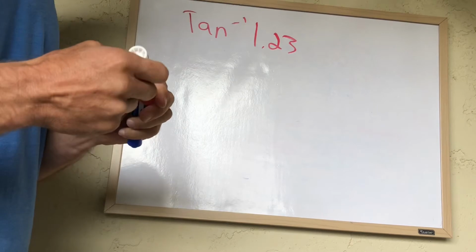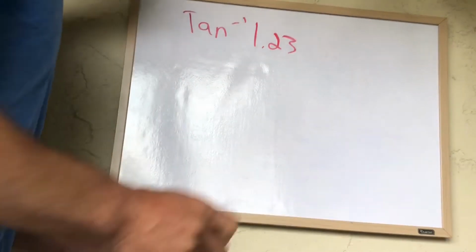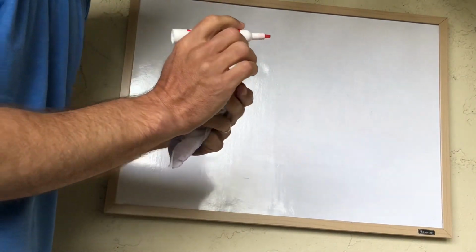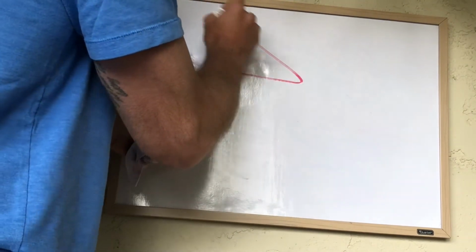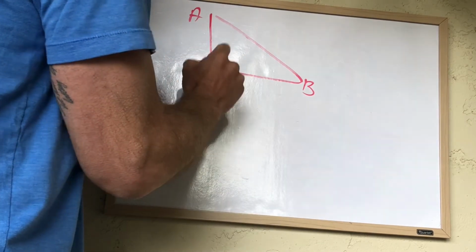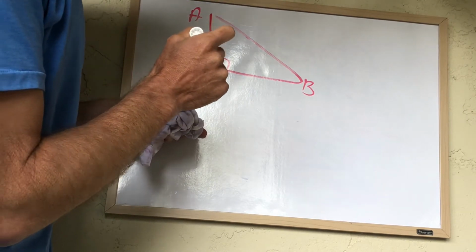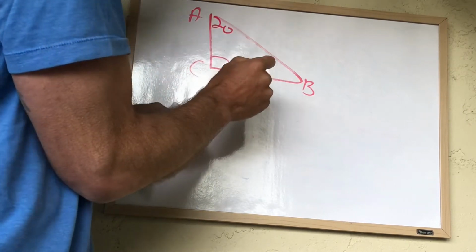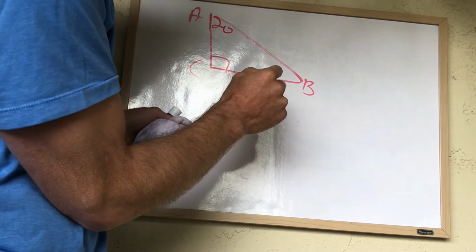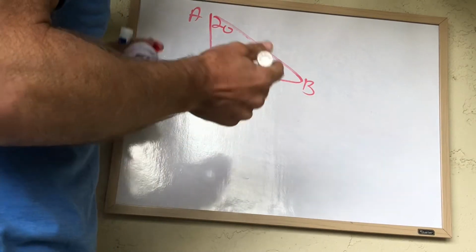Okay, for number 10, it shows you that you're going to have a right triangle, and it says the angle C is 90 degrees. Let's say A, B, C. And it says that angle A is 20 degrees, and it says CB is 20. Okay, now you have to find everything else.